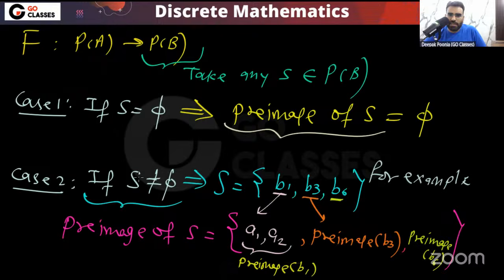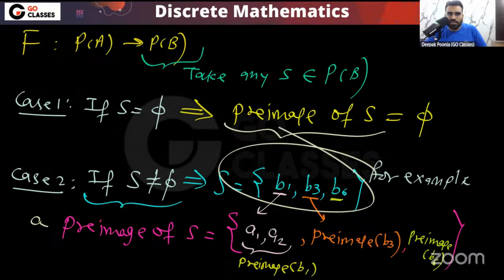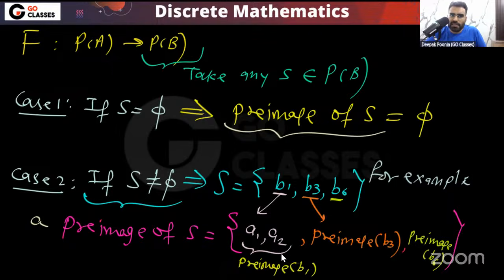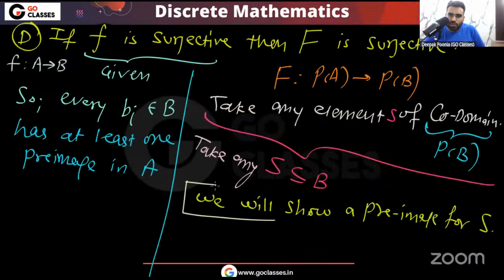Now this set that you will get will definitely map to S. Yes or no? So this is a pre-image of S. Okay, I hope you understood this point. So for this S, we have found a pre-image, or I can say that this will map to S. So I can say that this capital F is surjective. Okay, so this is what we wanted to do: show at least one pre-image of S.